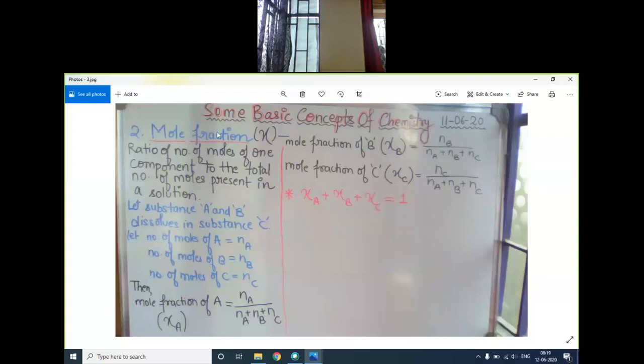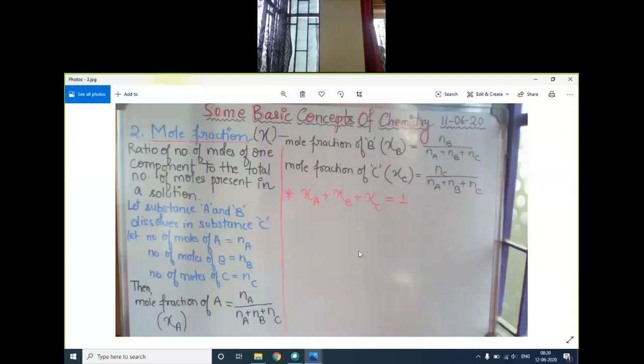Since these 3 substances only make up the solution, if we add up the mole fractions of all the substances, the mole fraction of A, of B and of C, it will come to 1. So if we add the mole fractions of all the substances in the solution, it will come to 1.